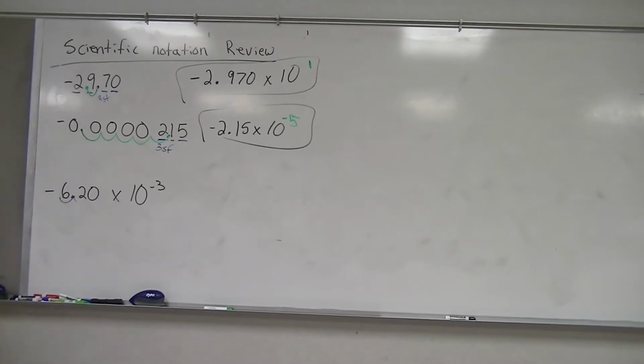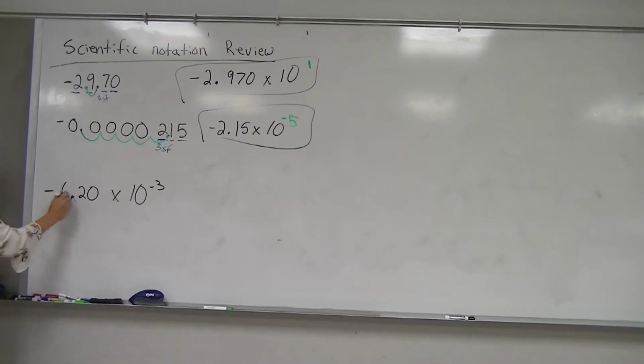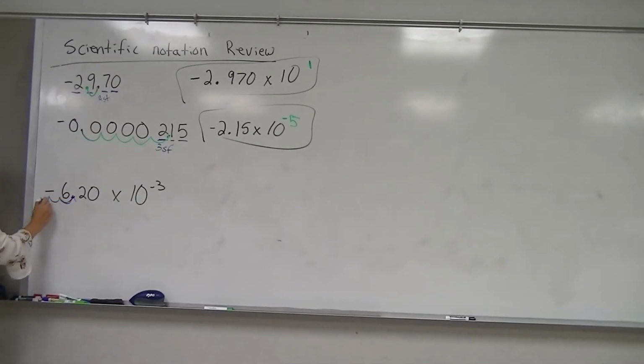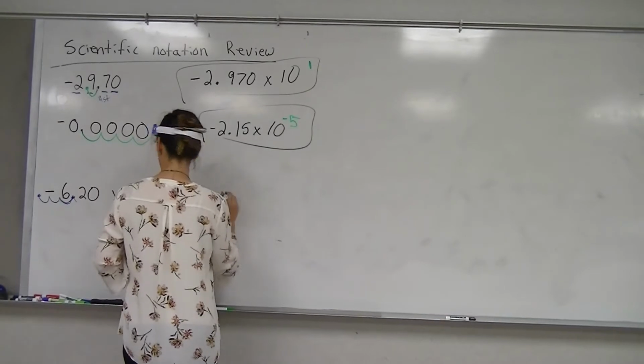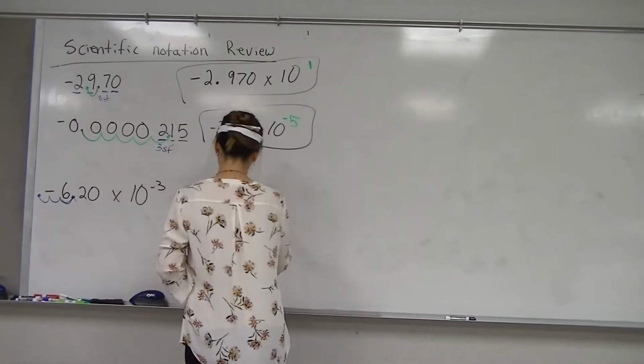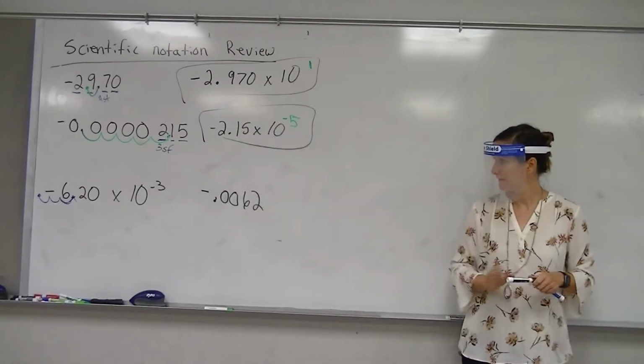But yes, we want it to get smaller, because that negative 3 is saying it's going to be a little small number. So 3 times to the left. And then we'll just put zeros there. We're going to keep our negative sign, and it's going to be 0.0062. Is that correct? No.